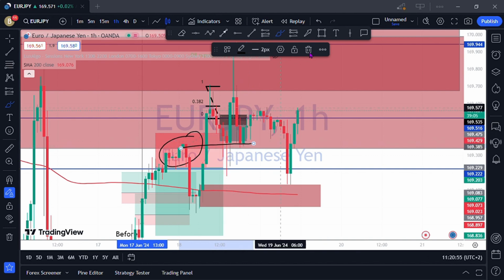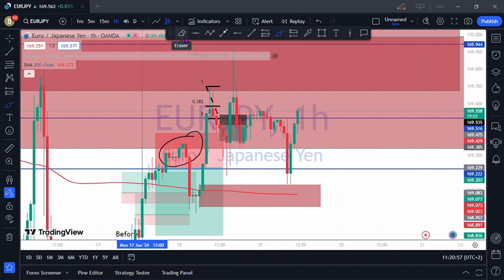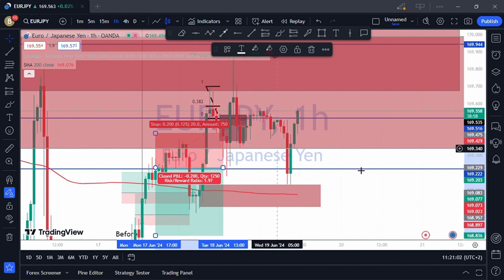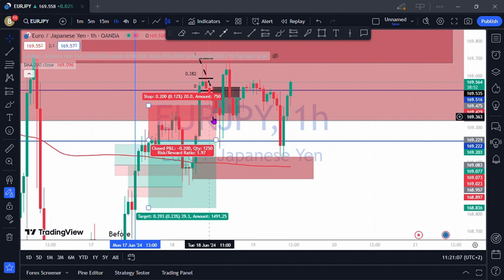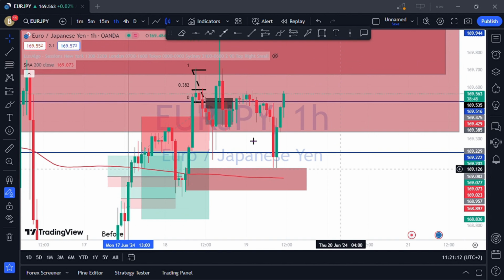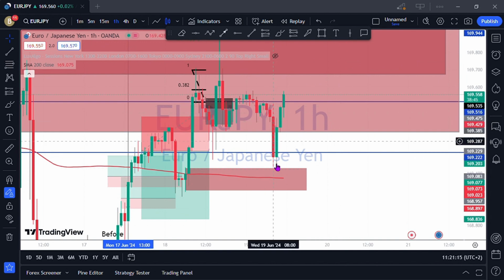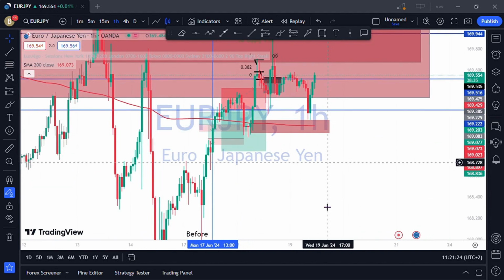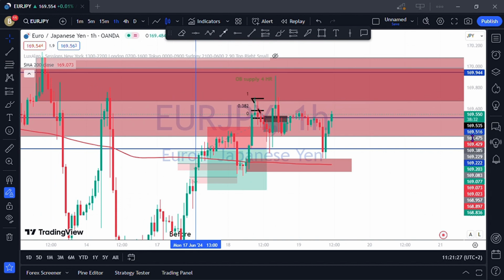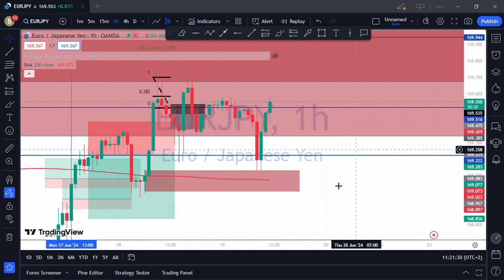And I ended up adding more entries, a place I could enter, but I didn't. Here we had a break of structure, and then we had an order block. Look what happened. Truly price came, retested this order block, and is still going up. So that was the analysis that I had for day 10. Yes, these are the analysis that I had for day 10. Thank you.